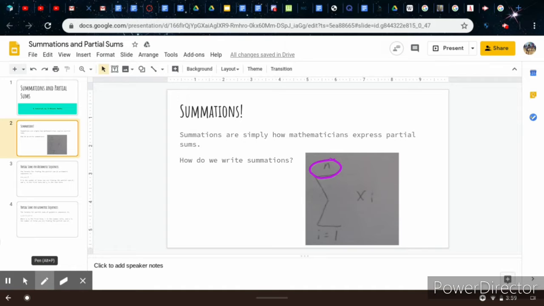For example, if n equals, let's just say 7, then the highest term within your summation will be the 7th term of the sequence. Now xi is pretty explanatory, just xi right here. Xi just represents the formula for the sequence. For example, your formula for a sequence could be 3 plus 4 times (n minus 1). Just any formula for a sequence, either arithmetic or geometric.